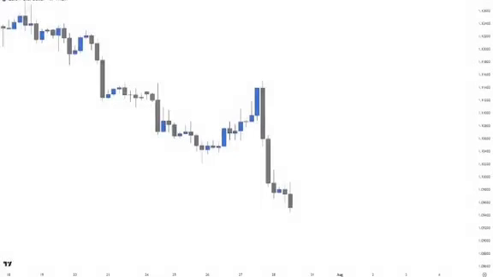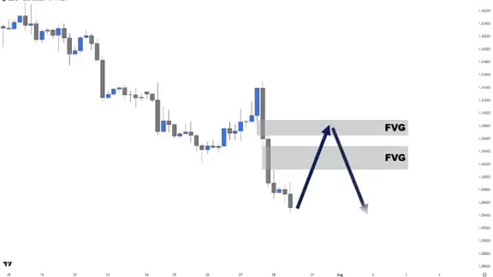Here on the Euro-Dollar 4 hours chart, we have a moving downtrend. These are the considerable fair value gaps that are recently created. If the price returns to fill the gaps before continuing its general direction, it will provide us with a perfect trading opportunity. Now, where's the liquidity area?